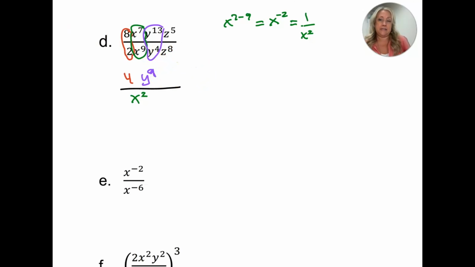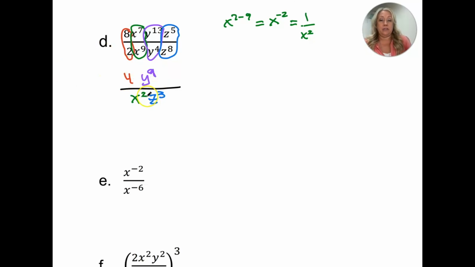All right, now let's take a look at the z's. So for the z's, we've got a z to the 5th on the top in the numerator and a z to the 8th in the denominator. So again, if I ask myself, where are there more z's? There's more on the bottom. How many more? Well, 8 minus 5 is 3, so z to the 3rd is in the denominator.